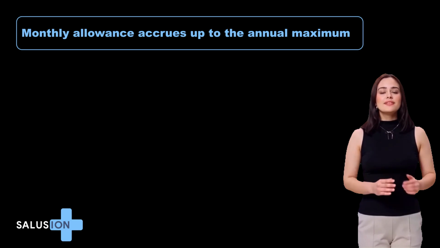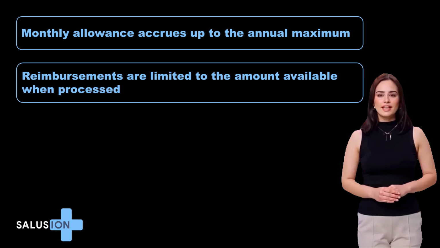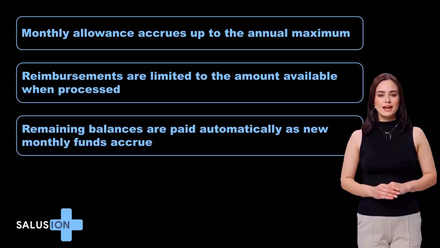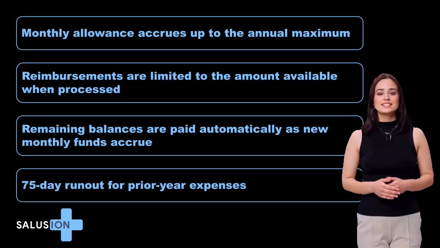For example, if the allowance is $400 per month, the employee has $400 available on the first day of the plan year. If it isn't used, $800 is available the following month. We reimburse up to the amount available at the time the expense is processed. If an expense exceeds the available balance, the remainder is paid automatically as new monthly funds accrue. After the plan year ends, employees have 75 days to submit expenses from that year. Any unused balance then expires.